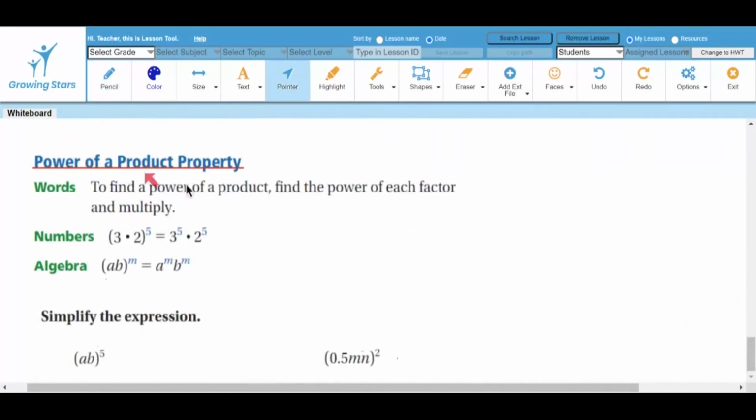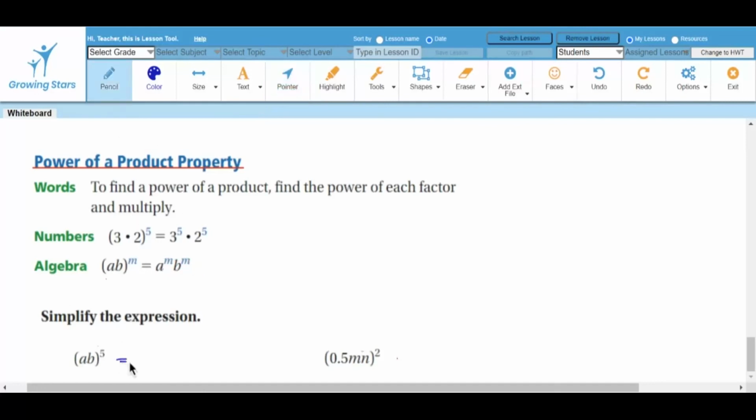Moving on to the next property, the power of a product property. Here, there will be more than one base inside the parentheses which is raised to a common exponent. So you have to apply the exponent to both the bases which are inside. So it will be a to the power of m times b to the power of m.